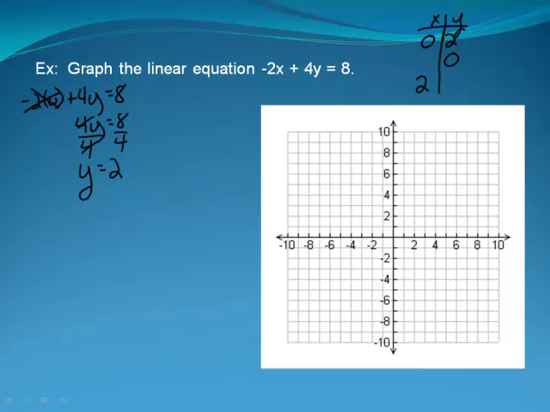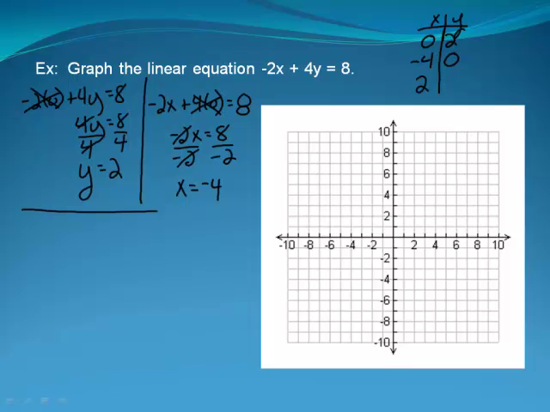All right, our next ordered pair then, I decided to let y be 0. So I've got negative 2x plus 4 times 0 equals 8. 4 times 0 is 0, so it's gone. So we've got negative 2x is equal to 8. If we divide both sides by negative 2, we've got x is equal to 8 divided by negative 2, which is negative 4. So our second point is negative 4, 0.